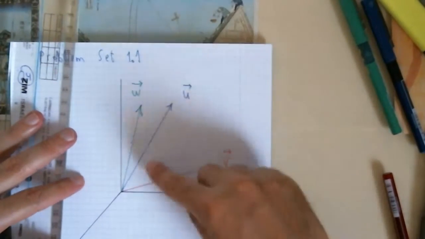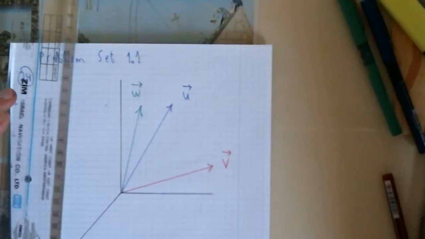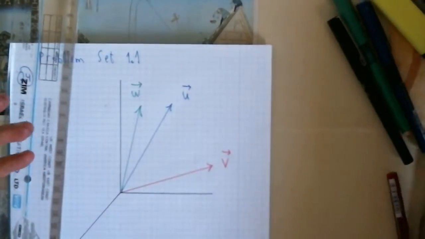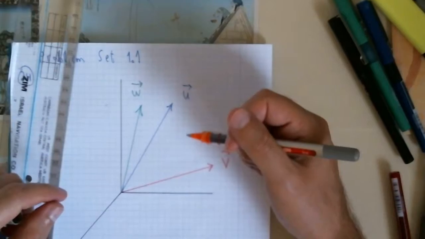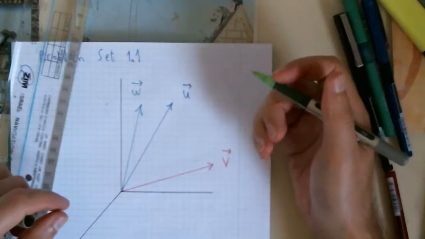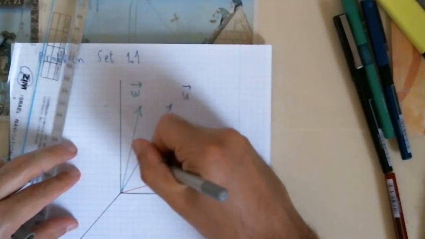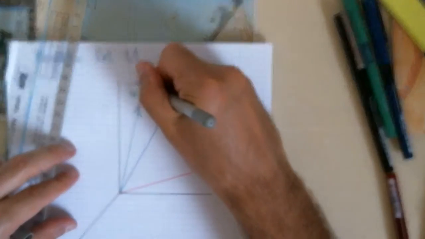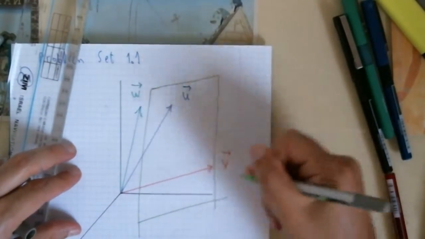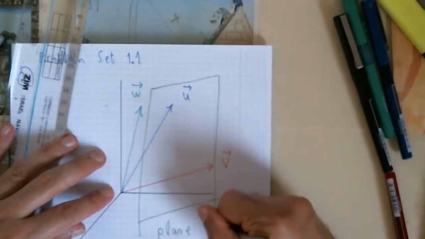Okay, so if U and V create, okay, this is U, this is V, they create some plane. Let's say, draw it in light green. I don't have many light colors. So let's say U and V create some plane. Okay, let's say it's this plane, like that. Okay, this is the plane UV.